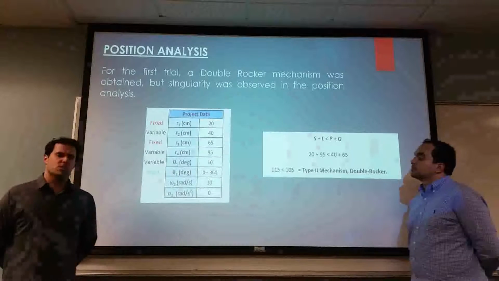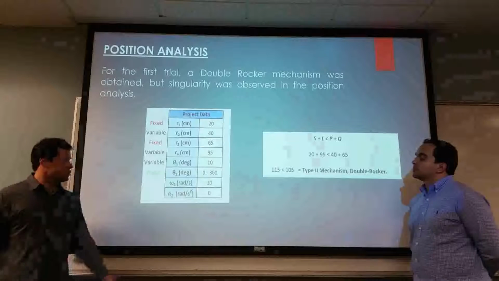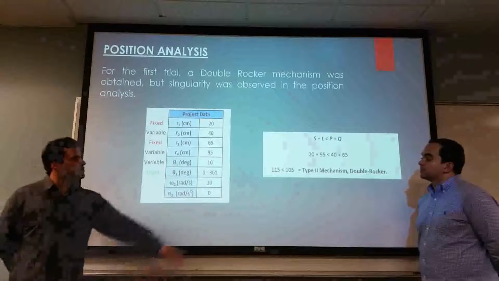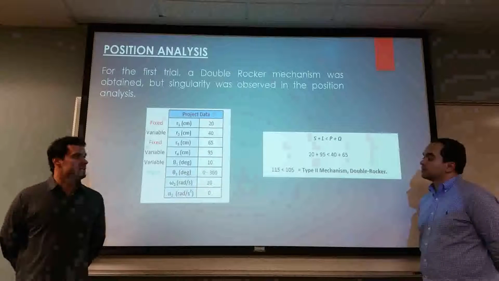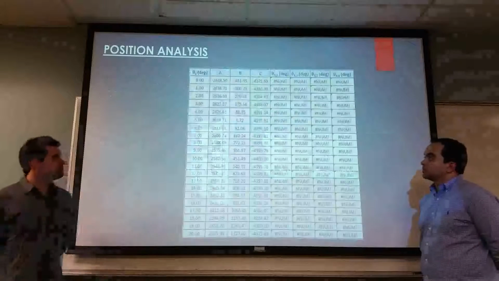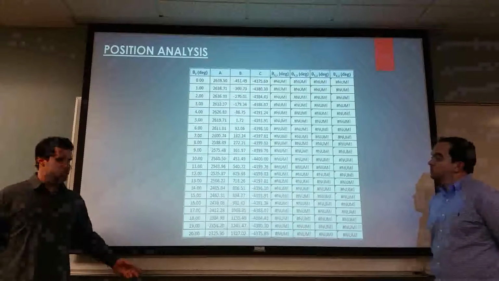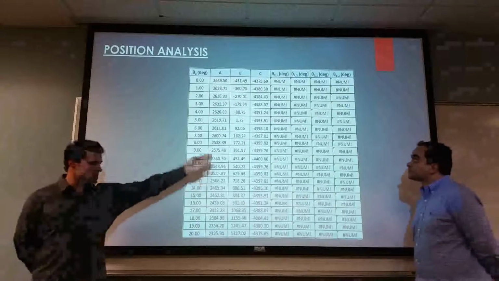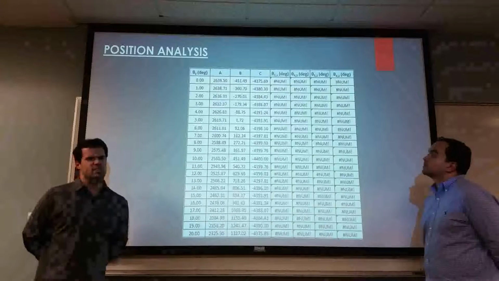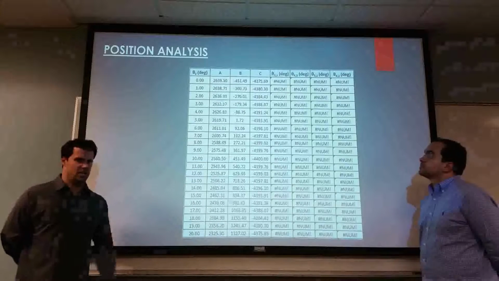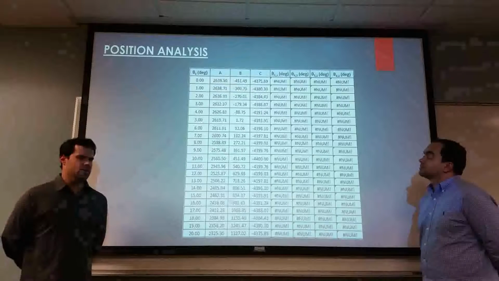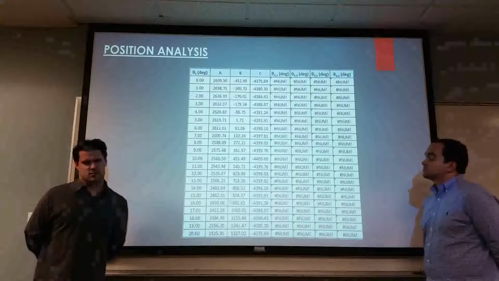We plugged in our own set of variables to be able to determine the mechanisms, in which we came up with a type 1 mechanism double rocker. When we plugged in our values, though, we came up with an error in which the system ran into singularity. It kept giving us improper values, which means the system wasn't working.